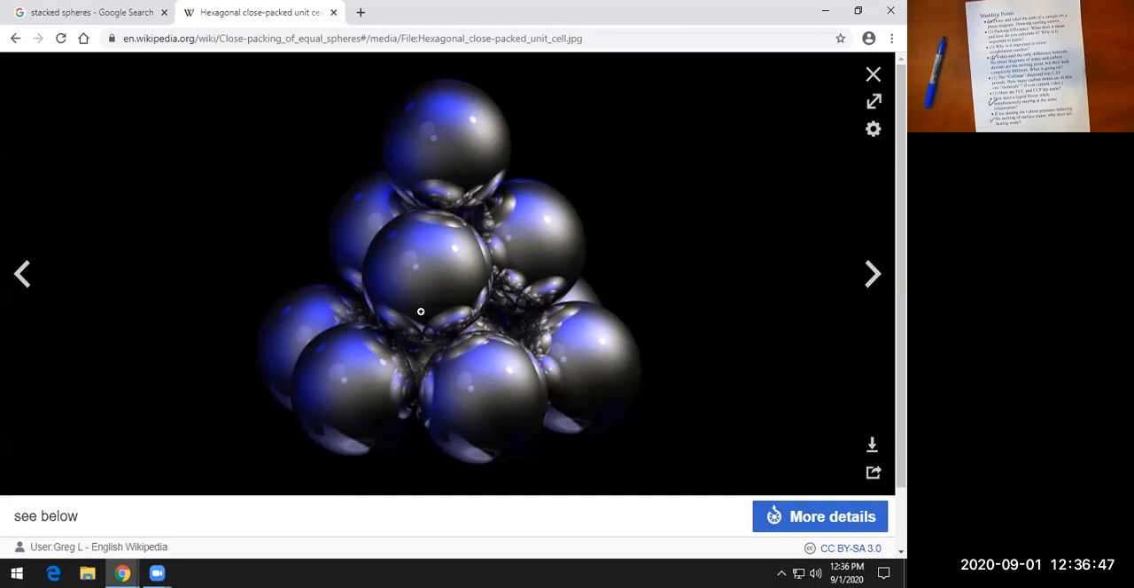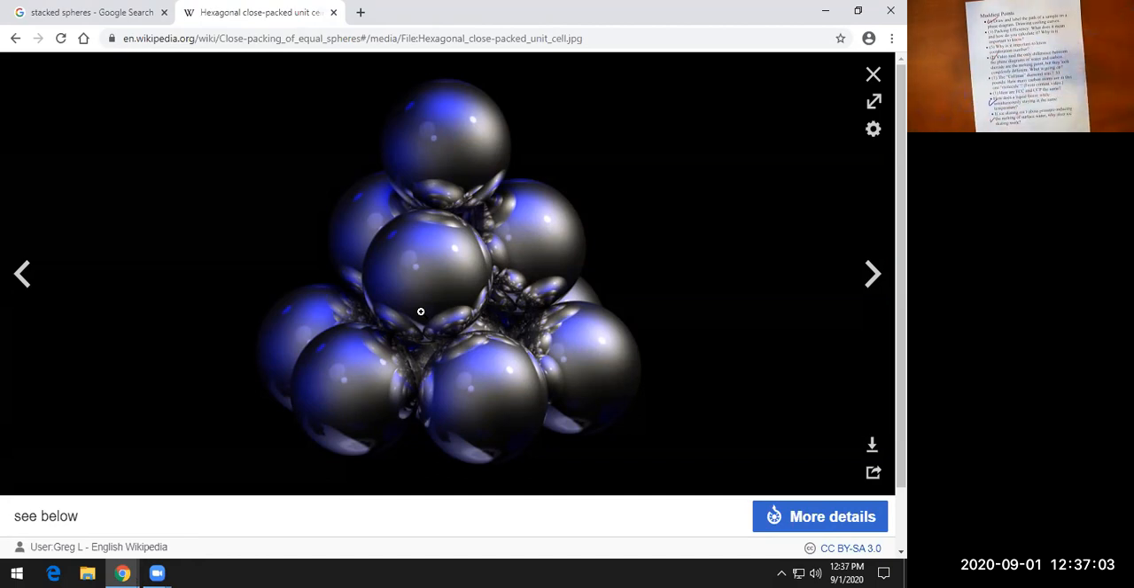Packing efficiency is trying to quantify that idea. It's trying to quantify, if you do that, what fraction of the space is taken up by the spheres and what fraction of the space is taken up by the water that you pour in. That's the idea of packing efficiency.